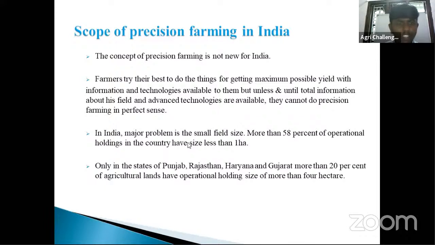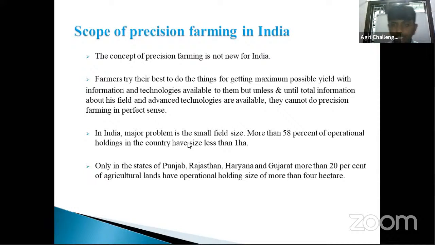Farmers, this precision farming concept is not new to Indian agriculture. Long back also, farmers adopted agriculture based on the variability observed at field level. Farmers try their best to get the maximum possible yield with the information technologies available to them. But unless total information about the field and advanced technologies are available, they cannot go for precision farming in the perfect sense. In India, the major problem is small field size.